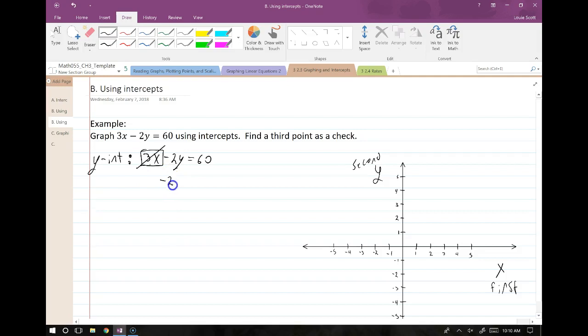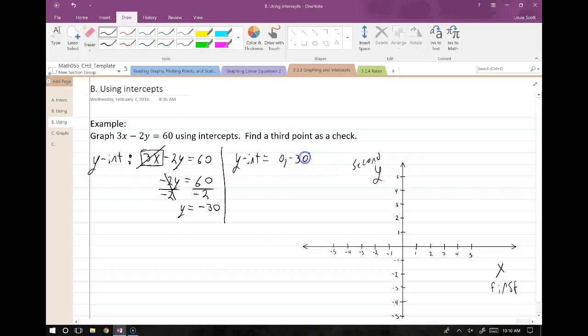And I just have negative 2y equaling 60. Now I divide both sides by negative 2. And this gives me y equals 60 over negative 2, which is negative 30, right? And so my y-int, maybe I will just list it over here. My actual y-int is the point 0, comma, negative 30.